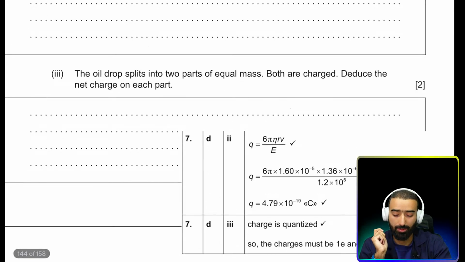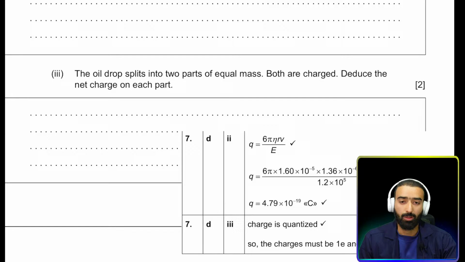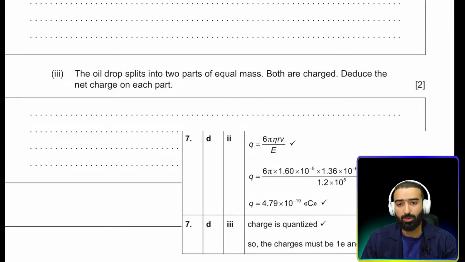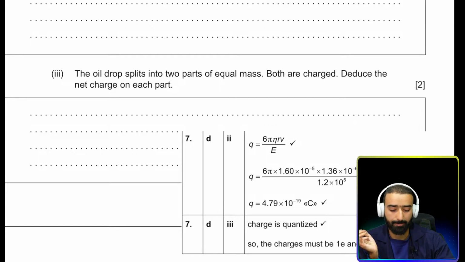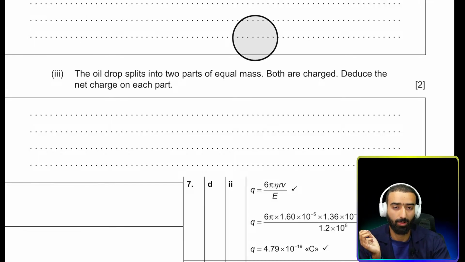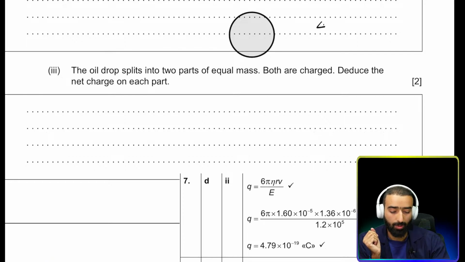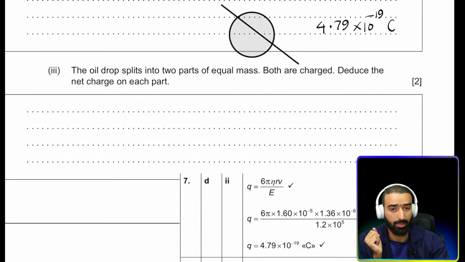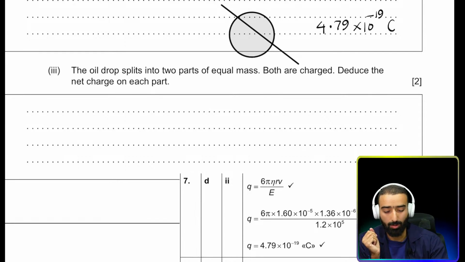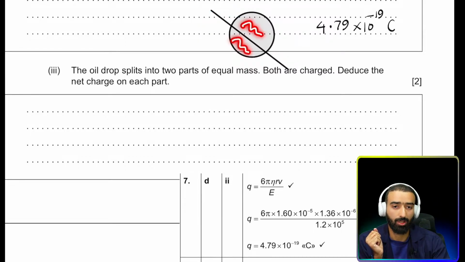Okay, this part is interesting. The oil drop splits into two parts of equal mass. Both are charged. What is the charge on each part? So if this is our oil drop, we found its charge. The charge turns out to be 4.79 times 10 to the minus 19 coulomb. What I do is I split it into two equal parts. How much charge will be on this side and how much charge will be on this side?